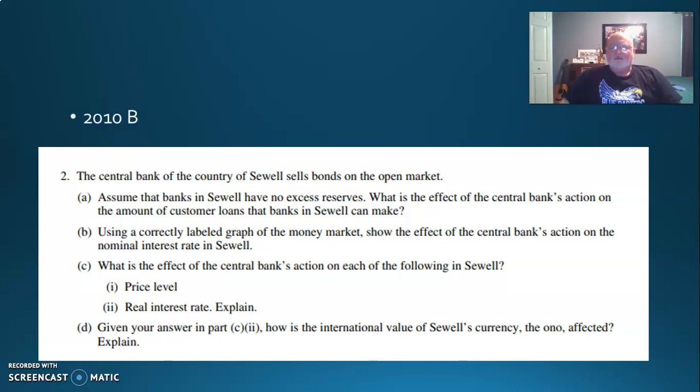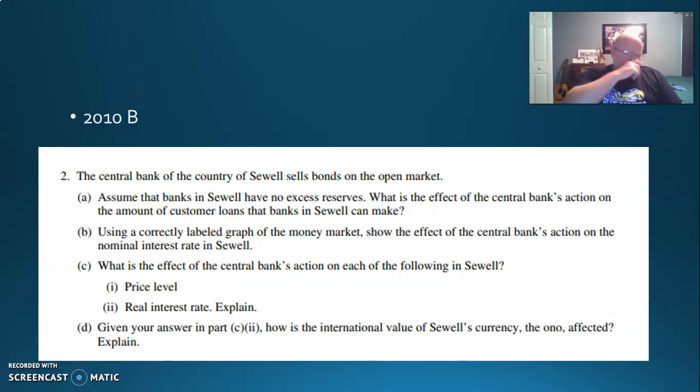There's no math involved. So what happens is if the Fed sells T-bills, they're putting money out there. No, if they buy T-bills, they're putting money out there. Buy big, sell small. If they're selling T-bills, the money supply is getting smaller. As the money supply gets smaller, then the banks have less money. So the answer is they decrease the amount of consumer loans that banks in Sewell can make.